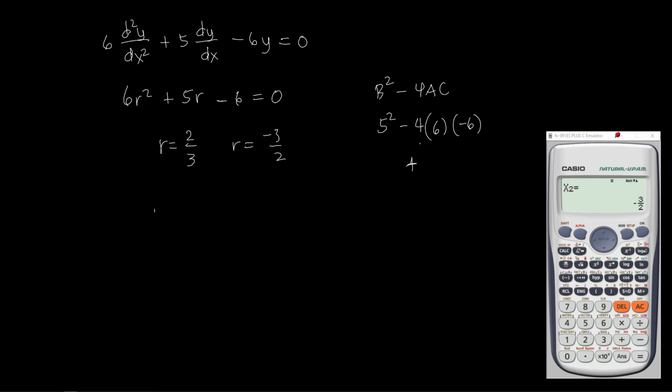Then our solution would be y is equal to A e raised to the power of 2/3 x plus B e raised to the power of negative 3/2 x.